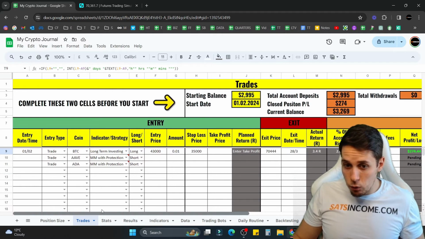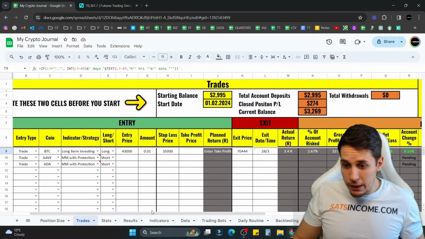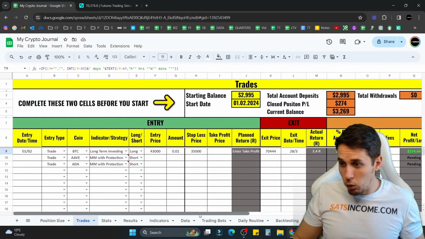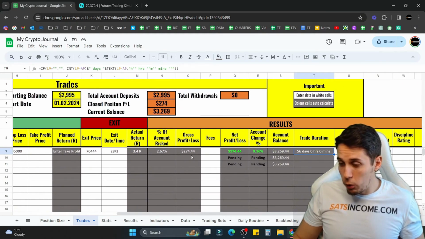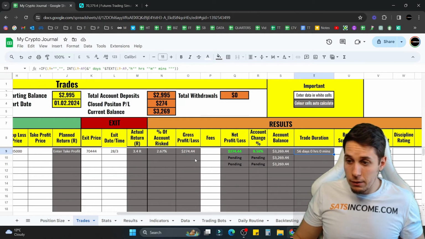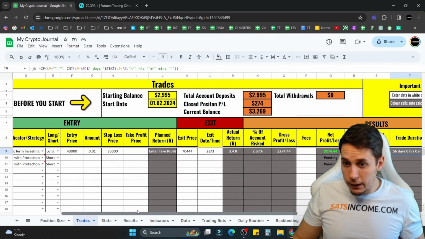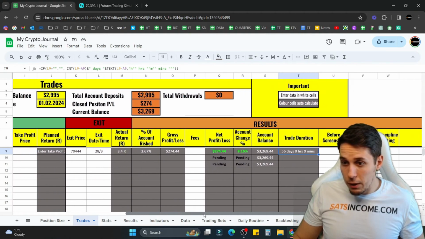By the way, what you guys have to remember is that you only add data into the white cells in the journal, right? All of these gray cells, you don't add any data here because there are formulas, right? And if you add data, you're gonna mess the formulas. You just add data into the white cells. That's very, very important to know.